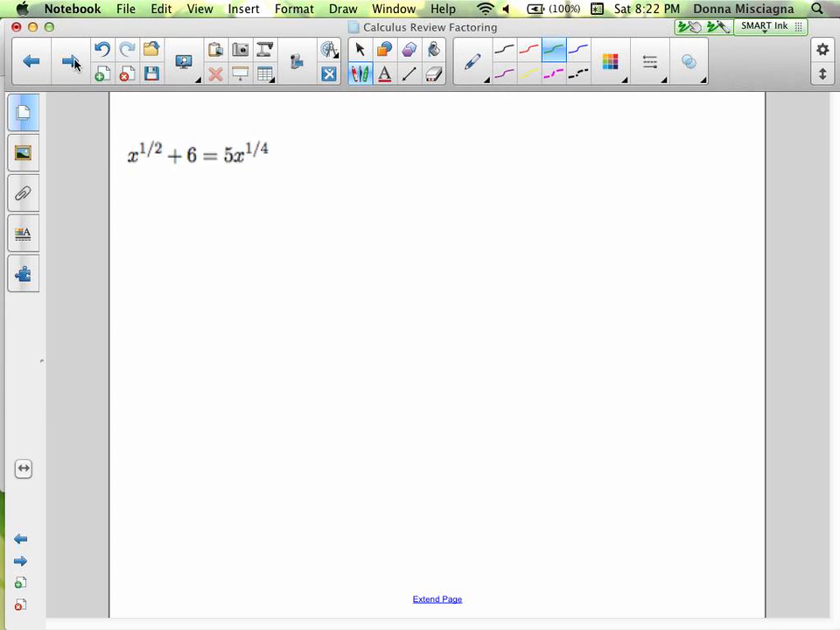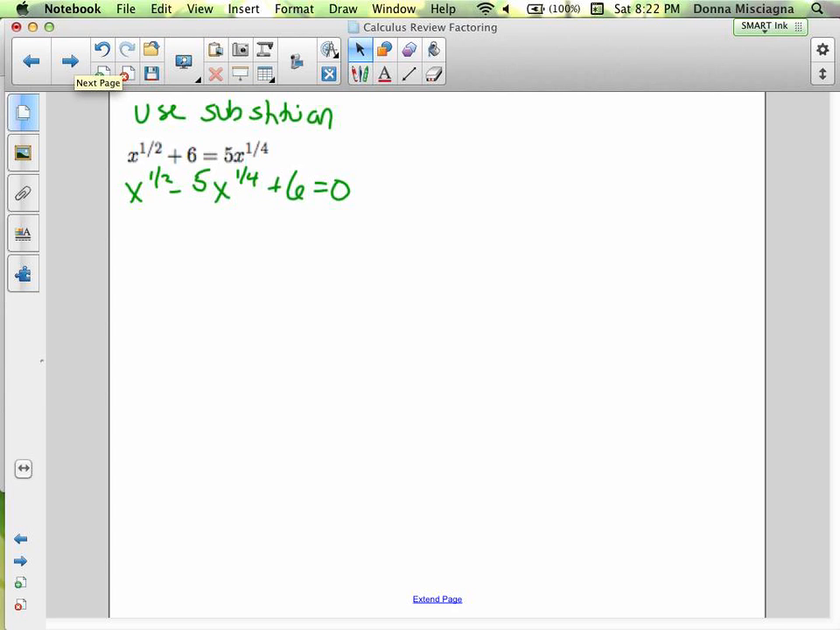So here, let's rewrite this. Everything has to be on one side. So we have x to the 1/2 minus 5x to the 1/4 plus 6 equals 0, and we're going to use substitution. And you know what? Let's use substitution on the next video, because I want to end this one here.